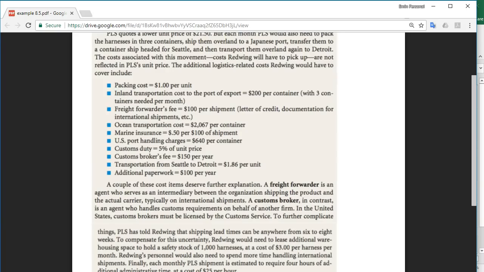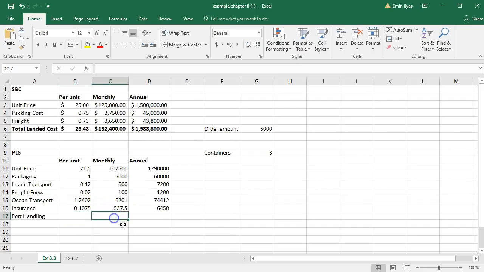The next cost is US port handling charges, which is $640 per container. What happens here is that when our containers arrive at the port, they will charge us some money for unloading our containers and storing them for a while. We come here and type cost per container, which is 640 times the number of containers. Then calculate per unit and annual.